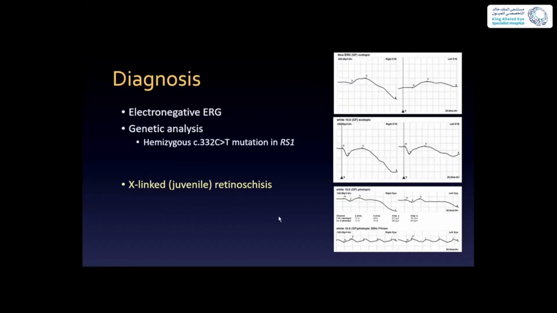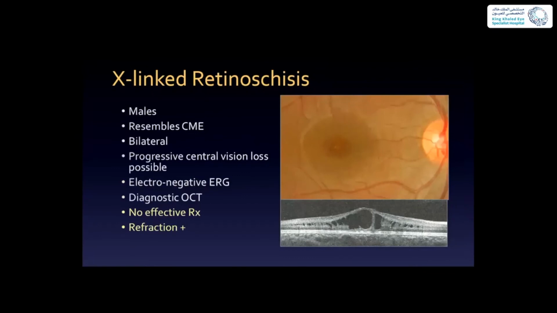The patient had an electronegative ERG, and his genetic analysis confirmed the mutation in the retinoschisis gene. So this is juvenile retinoschisis, not to be confused with macular edema, not to be treated with anti-VEGF, steroid injections, or even systemic steroids. There is no effective treatment up to now, as far as I know.